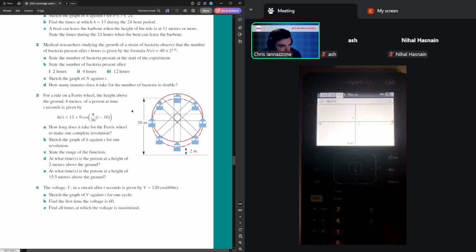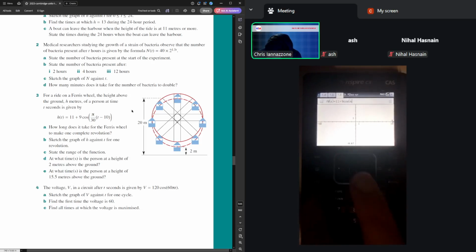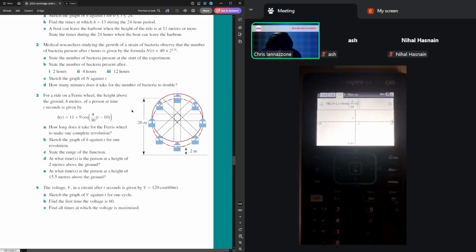So let's go ahead and do exactly that. 11 plus 9 cosine, pi on 30 bracket x, wait, actually maybe multiply x, take 10. And yeah, there's also a shift right by 10.